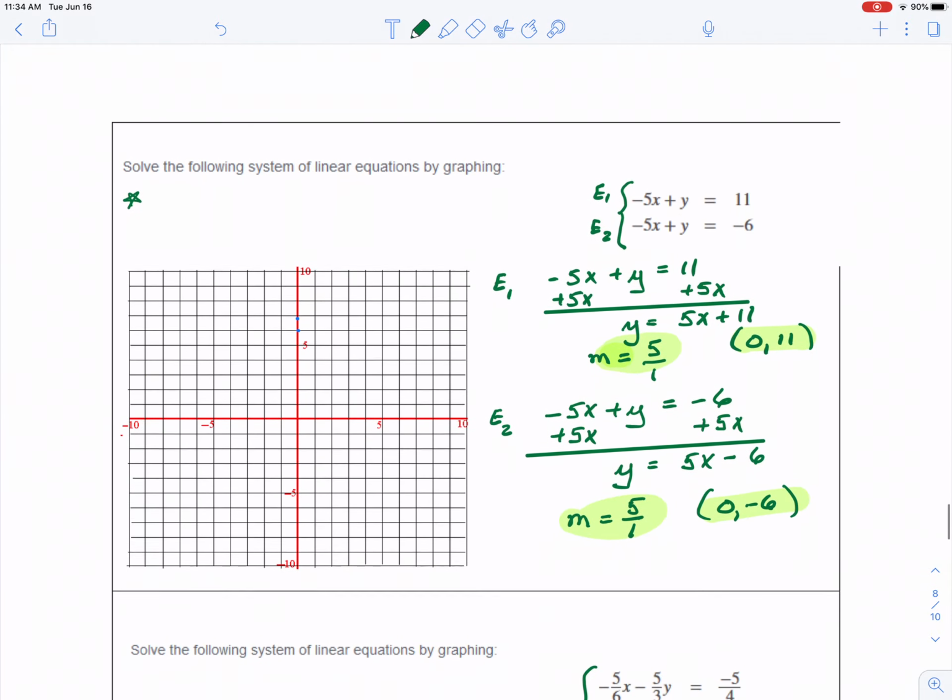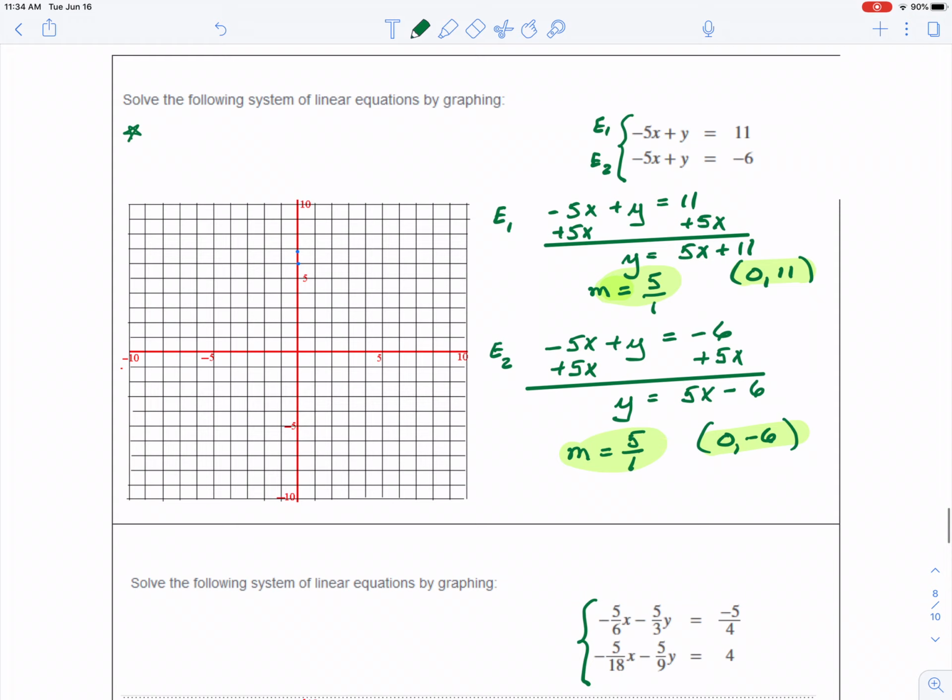Let me scroll on down here. I'm going to show you the second special case. So again, you can see I've split it up into equations 1 and 2. You see I've explicitly solved for y. And so I can identify the slope is 5 over 1 and the y-intercept is 11 on the first equation. Same thing on the second. I solved explicitly for y. And again, you can see that the slope is 5 over 1, but notice the y-intercept. It's different. It's not the same y-intercept.